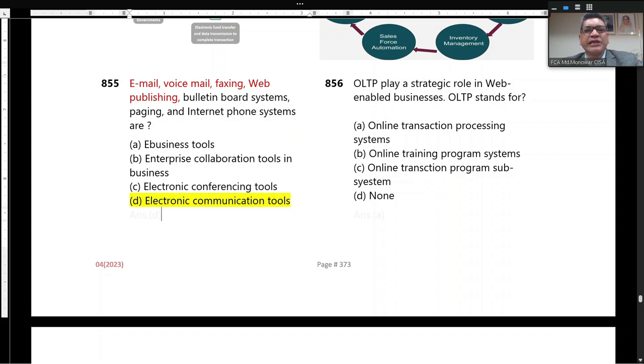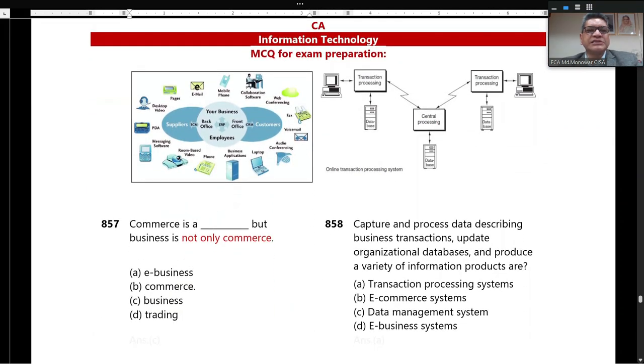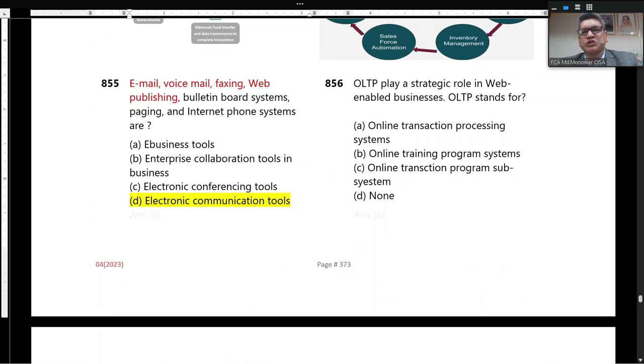We know email, voicemail, faxing, web publishing, etc. If we see this picture, there are a lot of tools mentioned here, all are the electronic communication tools.